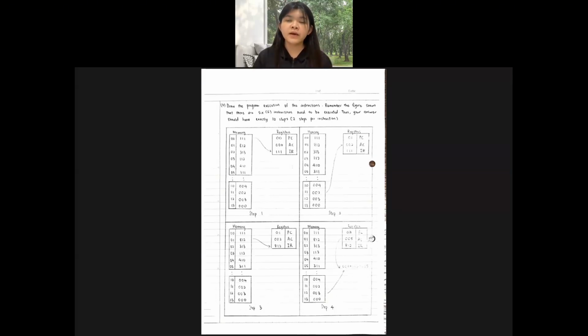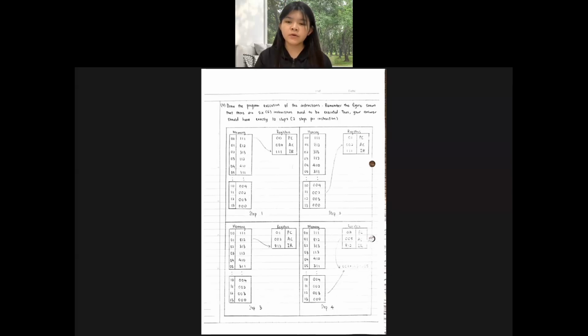For question 3B, we are tracing the execution of a 12-bit machine. Every instruction follows a 2-step cycle, which is fetch and execute. For step 1, the PC is at 00, so we fetch 111 into the IR. In step 2, the PC is increased to 01, and the value 002 from memory address 11 is loaded into the AC. For step 3, we fetch 812 into the IR.